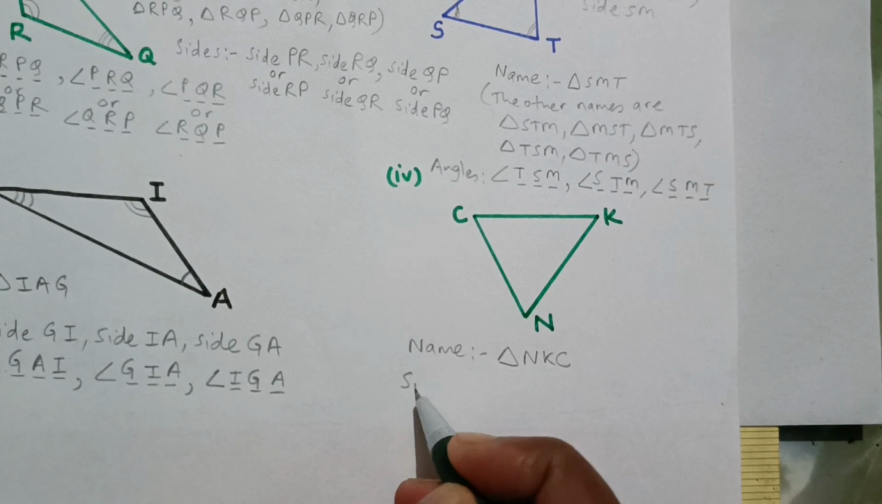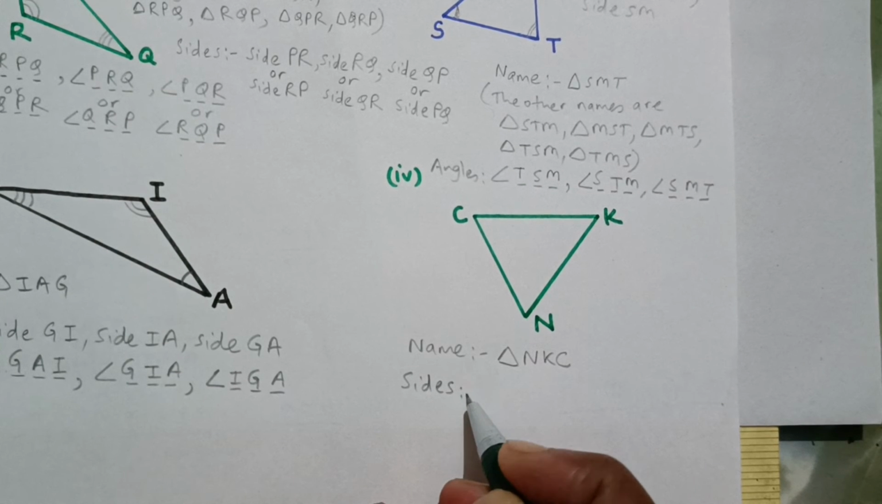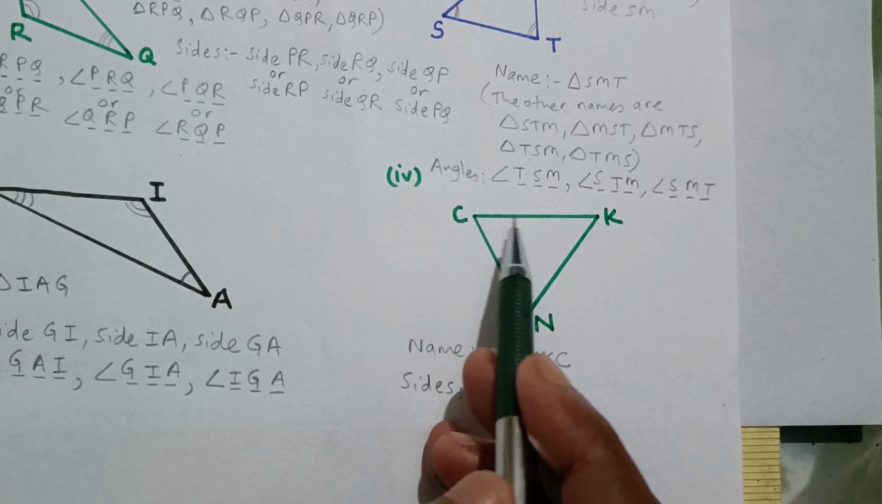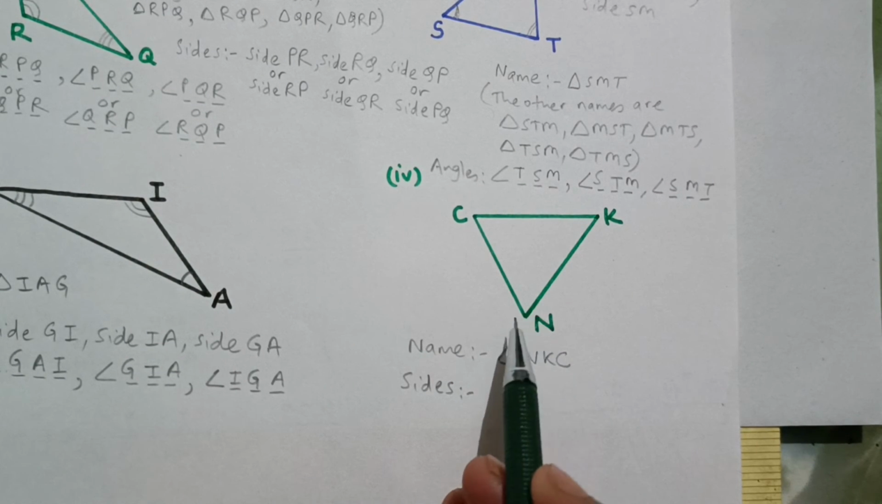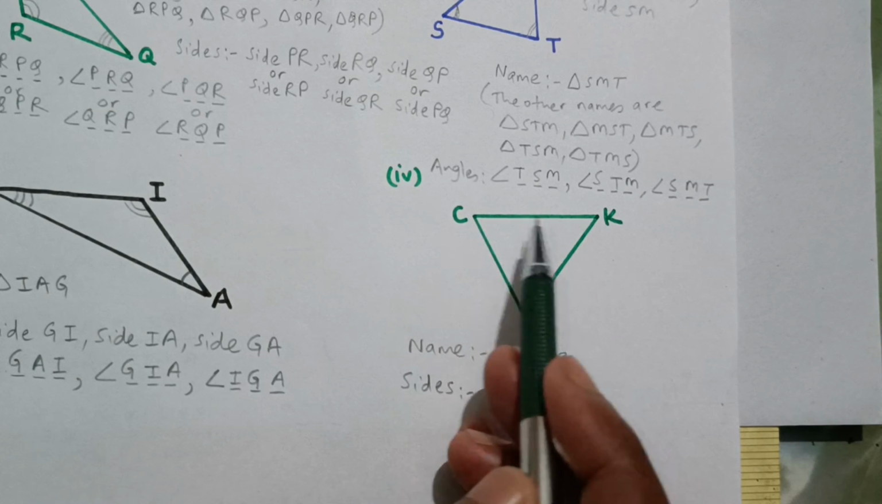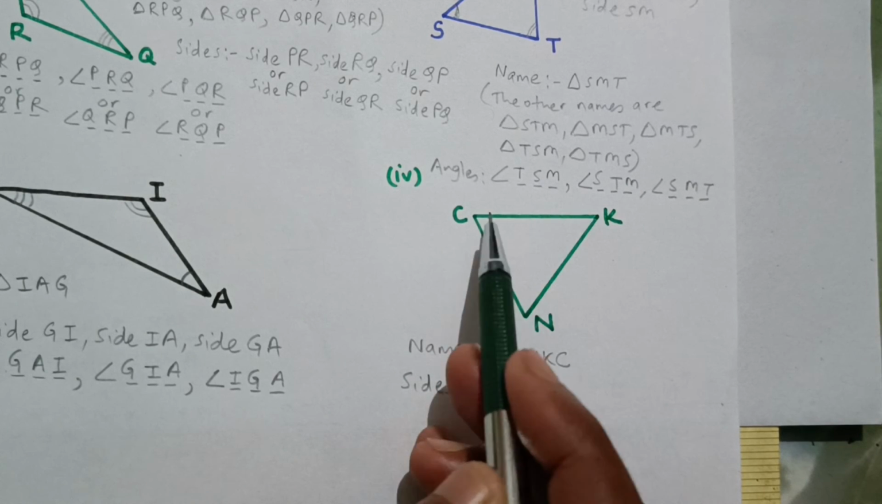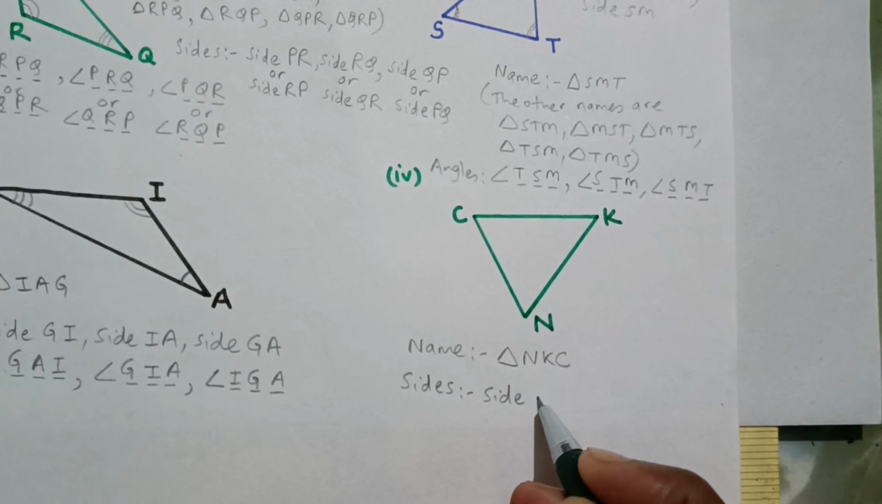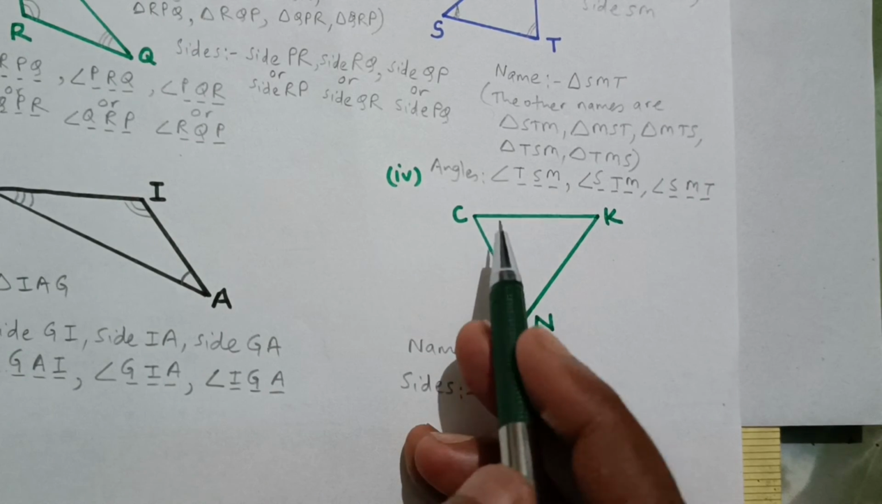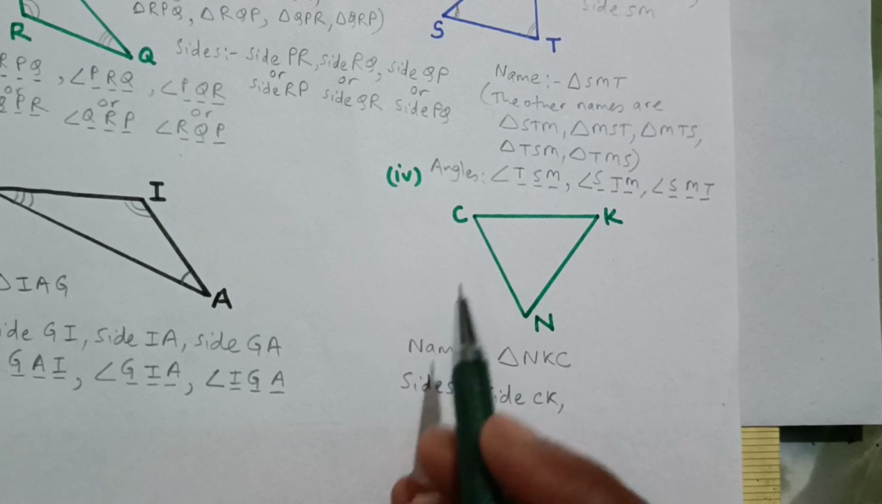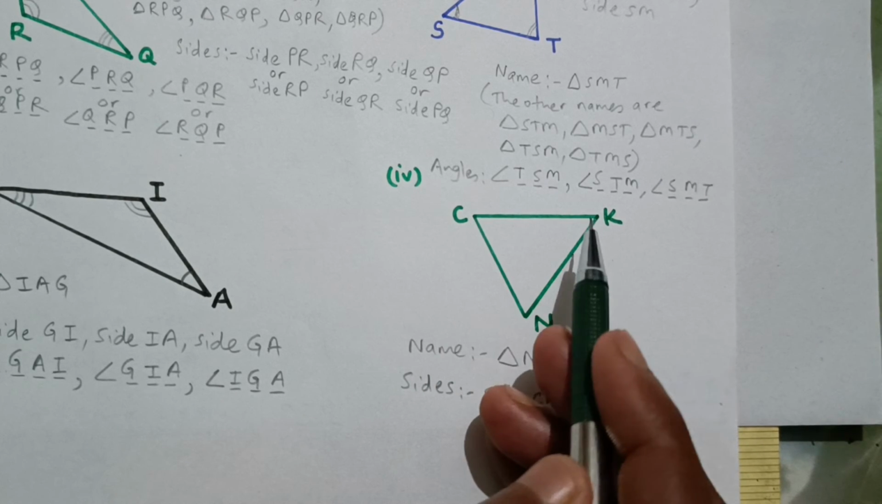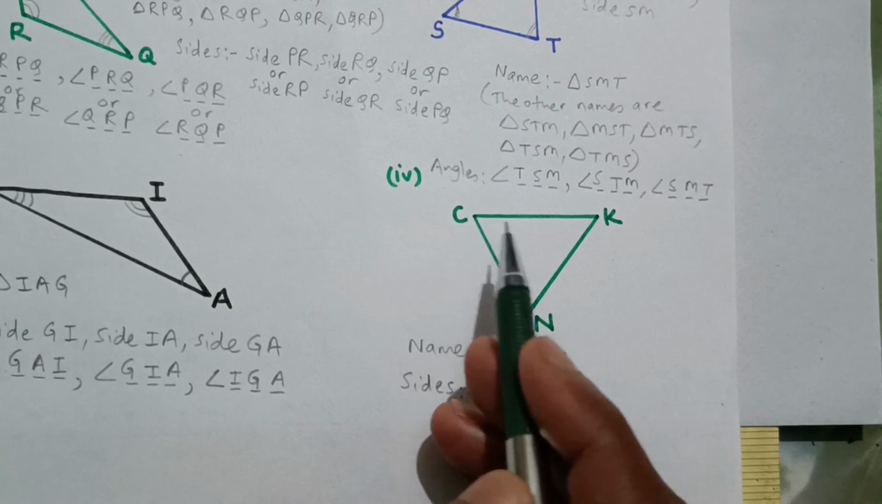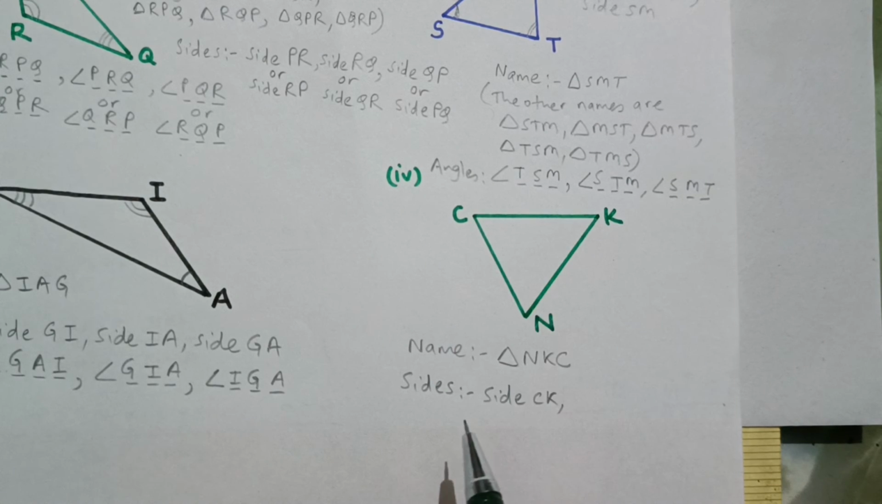Now what are the three sides of this triangle? So it has this side and this side. So let us start with this side. This side is side CK. Side CK. But you can call this side side KC also. So either side CK or side KC. Both will represent this side.